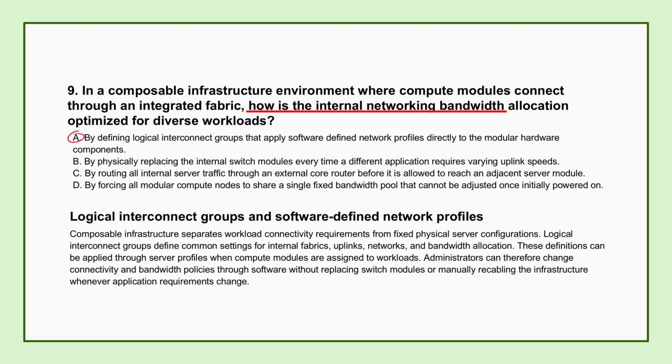So how does this optimization work under the hood? We aren't moving physical cables, right? No, no. The days of manually moving cables are over. In composable infrastructure, optimization is achieved by defining logical interconnect groups. These groups apply software-defined network profiles directly to the modular hardware components. This allows administrators to define consistent network configurations and shift bandwidth allocations dynamically based purely on the workload's immediate requirements. It totally eliminates the need to repeatedly reconfigure the physical hardware fabric.